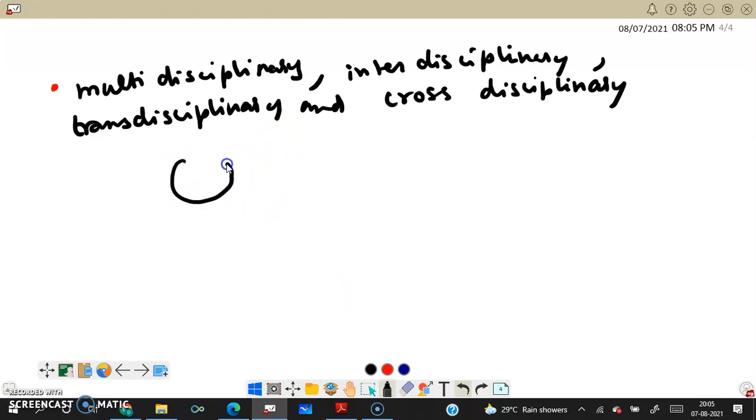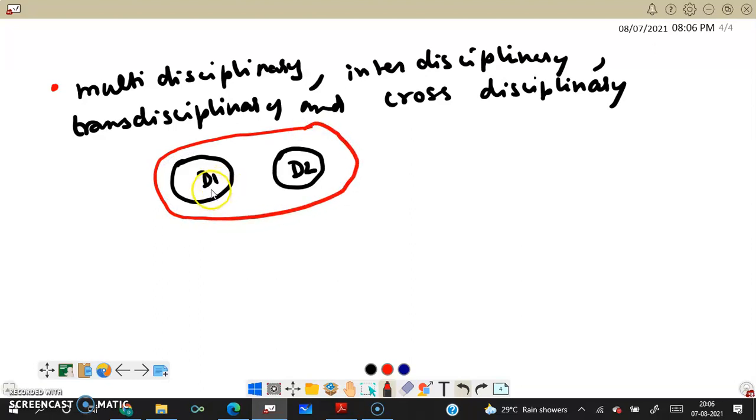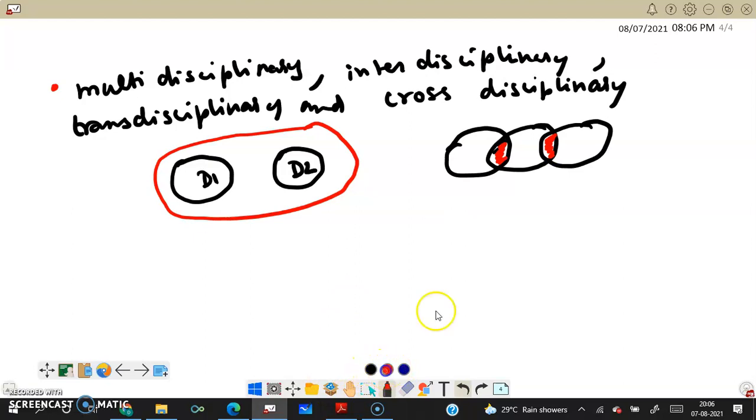For example, discipline 1, discipline 2. They have no intersection, right? People from discipline 1 and people from discipline 2 are doing some research; this is called multidisciplinary. Suppose you have discipline 1, discipline 2 and discipline 3, and there is some common intersection. This is known as interdisciplinary.